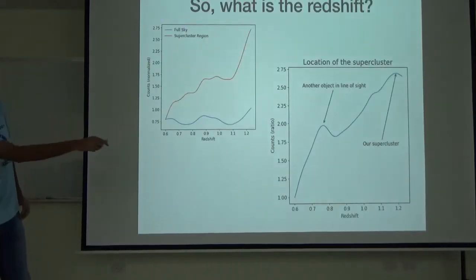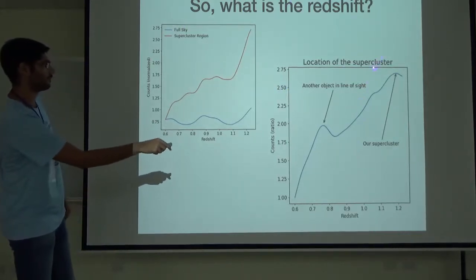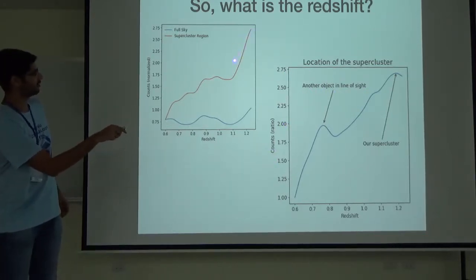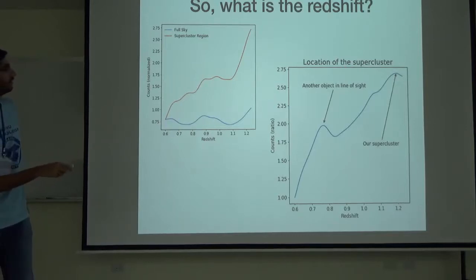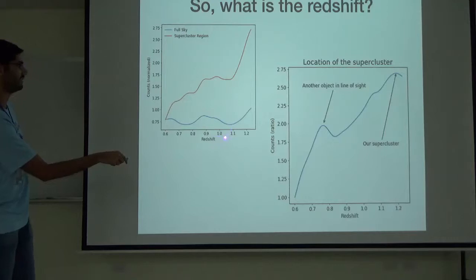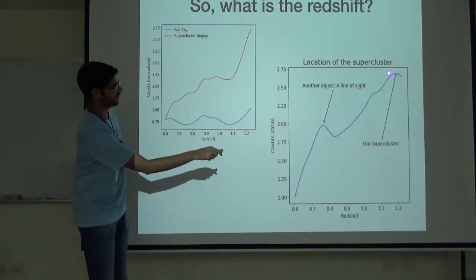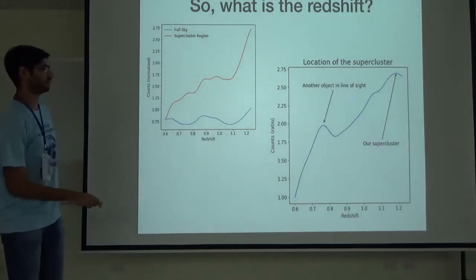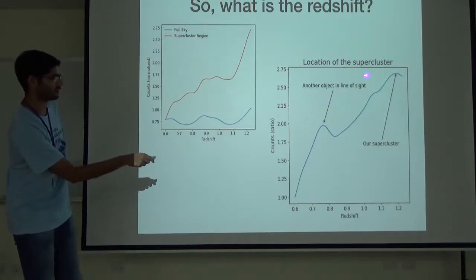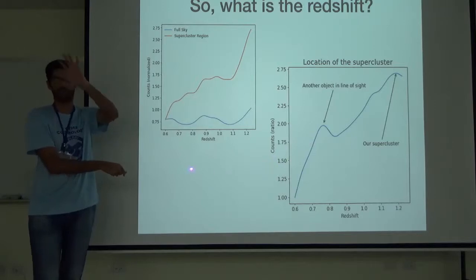So, yes, this is the question. Where is it located? These are the count ratios in the region of the supercluster, which is in orange, versus the whole field. You can see the supercluster region suddenly increases around this redshift versus the field. And this corresponds to this peak, which is our supercluster. The other object I noted a moment ago is another object in the line of sight. And we think it is a smaller cluster which is in the same area in space.